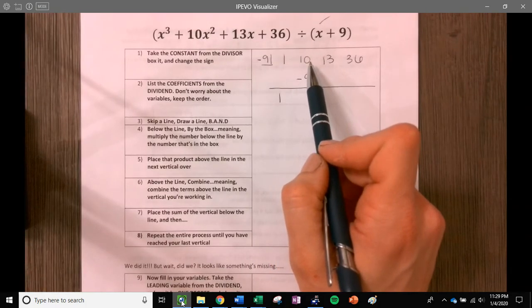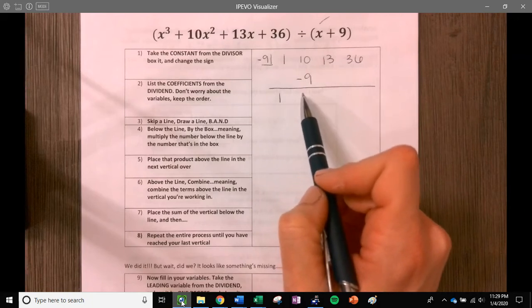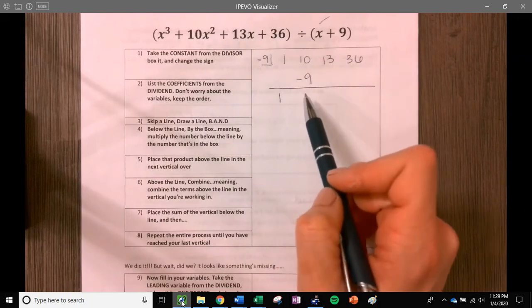You guys are all too young to remember the O.J. Simpson trial, but this reminds me of if the glove don't fit, you must acquit. So we can talk about that in class.